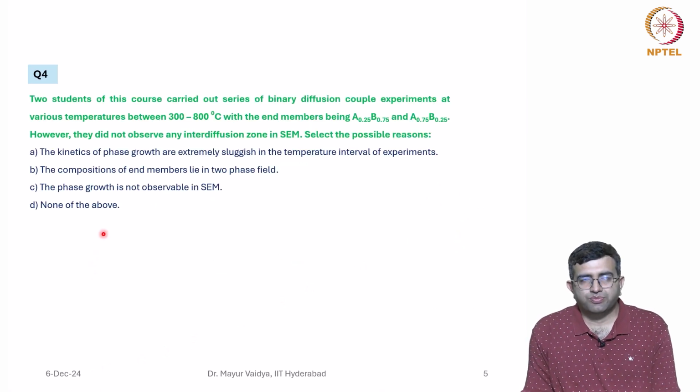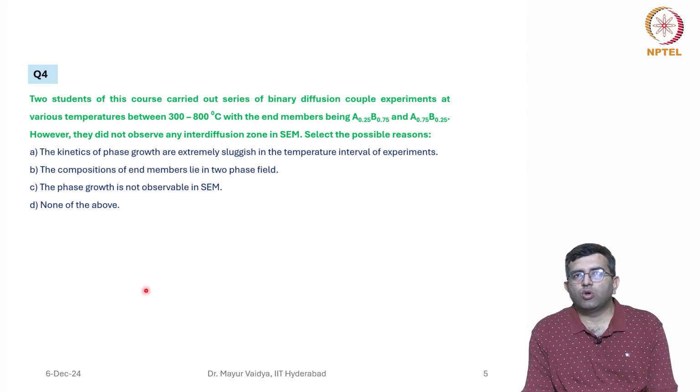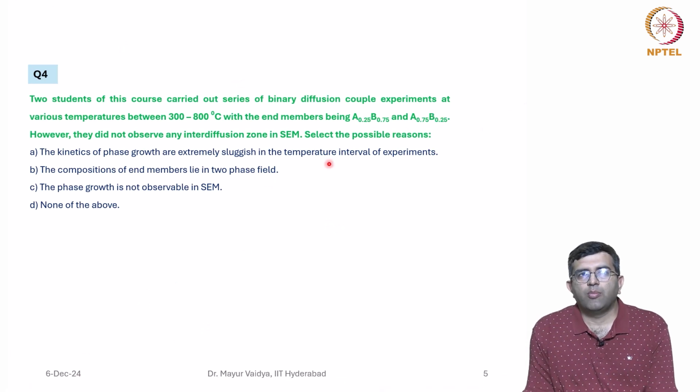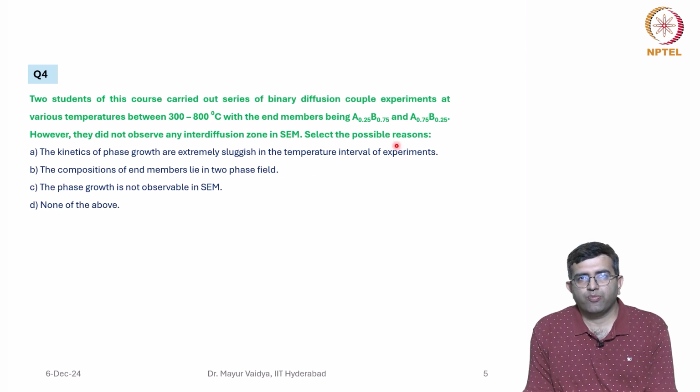Now, moving ahead, two students of this course carried out a series of binary diffusion couple experiments at various temperatures between 300 to 800 degrees centigrade, with the end members being A 0.25, B 0.75, and A 0.75, B 0.25. However, they did not observe any interdiffusion zone in SEM. Select the possible reasons. That means they made a diffusion couple with these two alloys, and they did annealing at various temperatures, but they did not observe any interdiffusion zone in SEM. What may be the possible reasons?